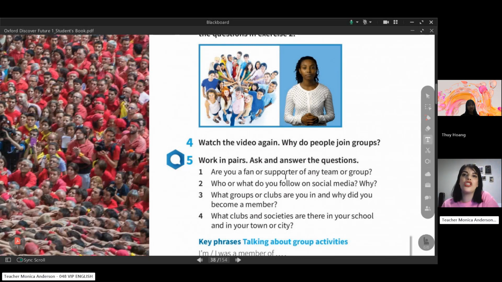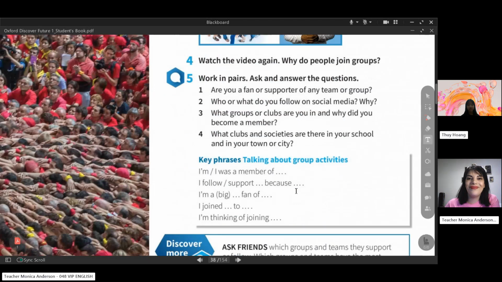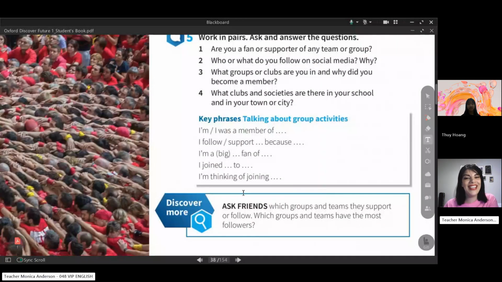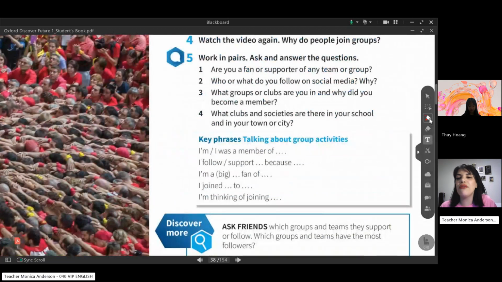For example, in school. In English club. Ah, of course. So you are a member of English club. Very good. Okay. So you can use these phrases and look. I am a member of this group. I'm a member of this group. I'm a member of English club.